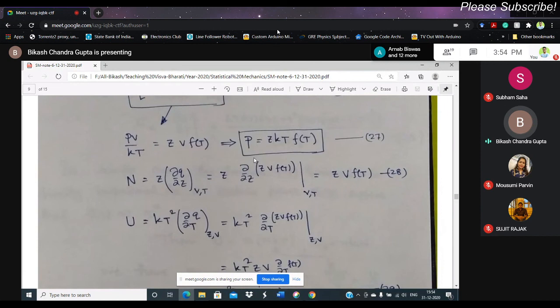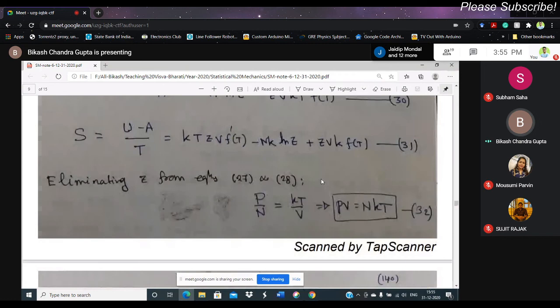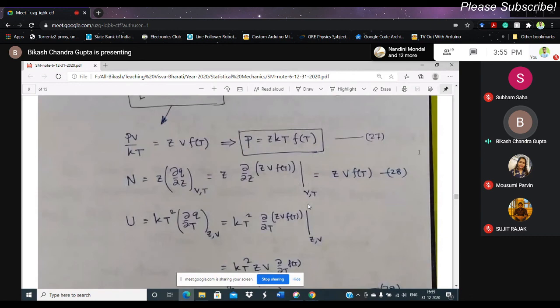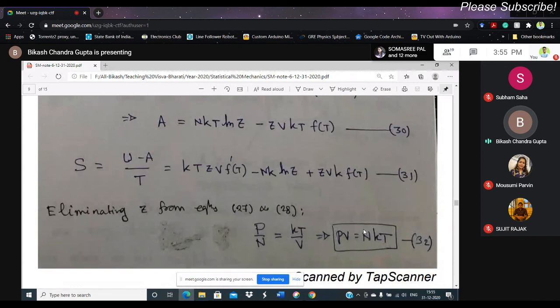Now, if you go back and look at these expressions, 27 is this, P equals this, and 28 is N equals Z V f(T). So this expression 27, and remember this, N equals Z V f(T), okay? If you take these two expressions and take the ratio, P by N equals kT by V, you see, 27 by 28, P by N equals, f(T) cancels, Z cancels, kT by V, right? And therefore, you get the equation of state PV equals NkT, right?